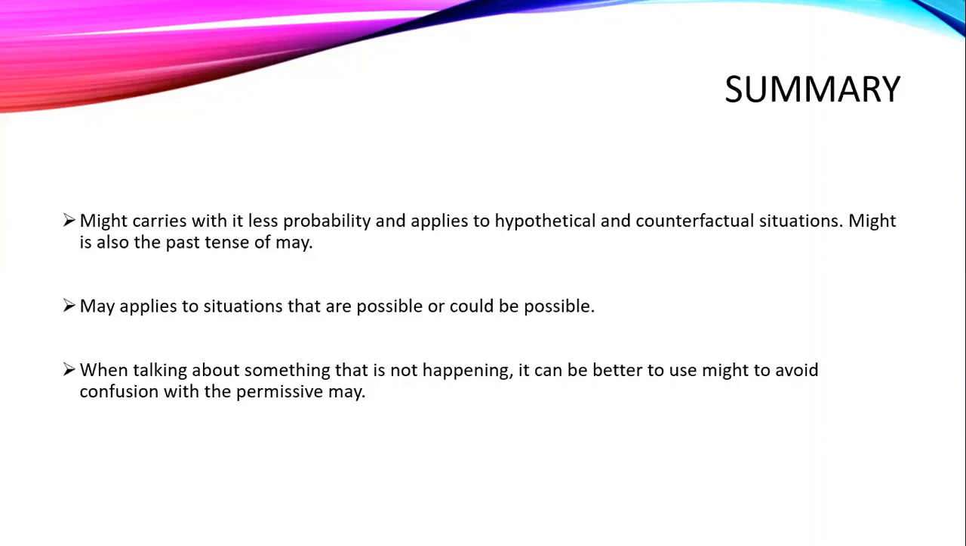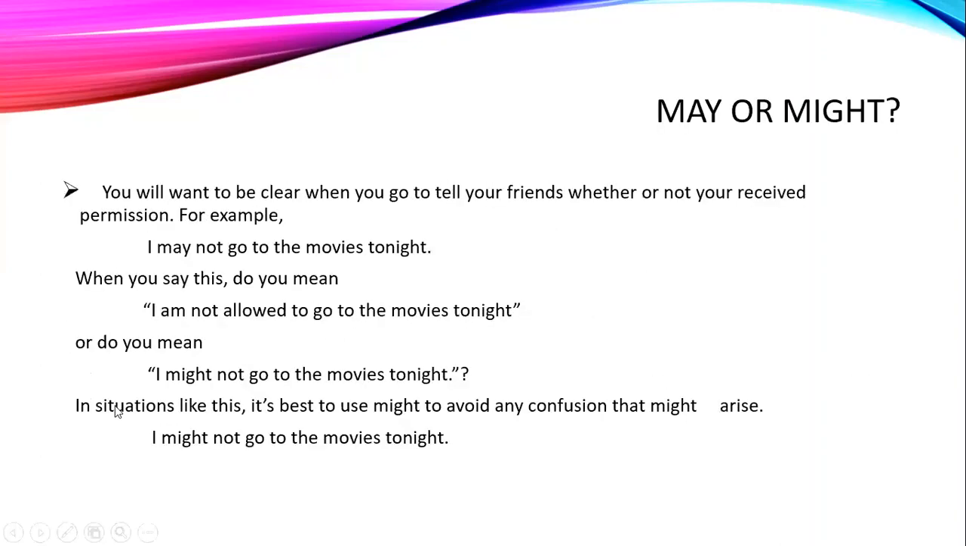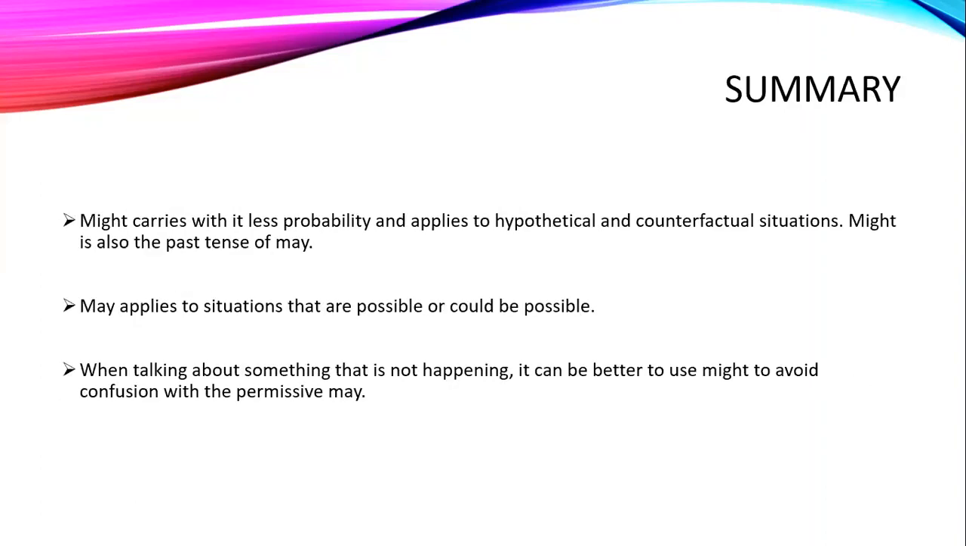Confusion. In the example of the movies, to remove the confusion you used might. Here, I may not go to the movies tonight means permission was not given. So you say I might not go to the movies tonight, so there could be some other reason as well. There is a lesser probability, a lesser possibility that you would go with your friends to the movies that night. So the confusion is removed with the use of might in such situations.